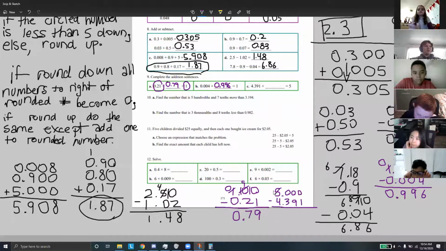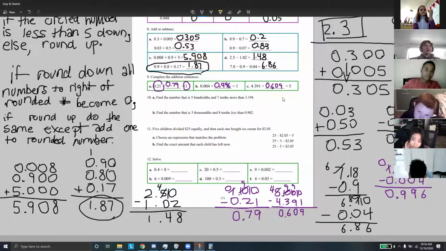0 minus 1 can't do it. Take from the 5, make it a 4. Make this a 10, make this a 9, make this a 10, make this a 9, make this a 10. 10 minus 1 is 9. 9 minus 9 is 0. 9 minus 3 is 6. 4 minus 4 is 0. Drop the decimal, and we get 609 thousandth.